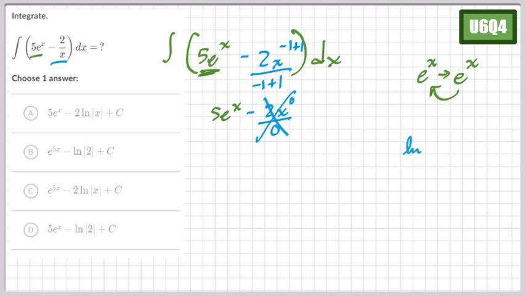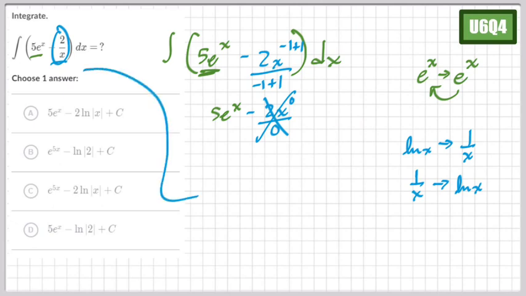If I had natural log of x and I took the derivative of that, I would get 1 over x. You guys remember that? So if you have a 1 over x and you're doing the antiderivative, that's natural log of x. So that means this guy right here, or actually, let's go all the way back to the beginning. This guy right here, he has a 1 over x next to him. So here, I'm actually going to write this a little different now. Let's write it like this.